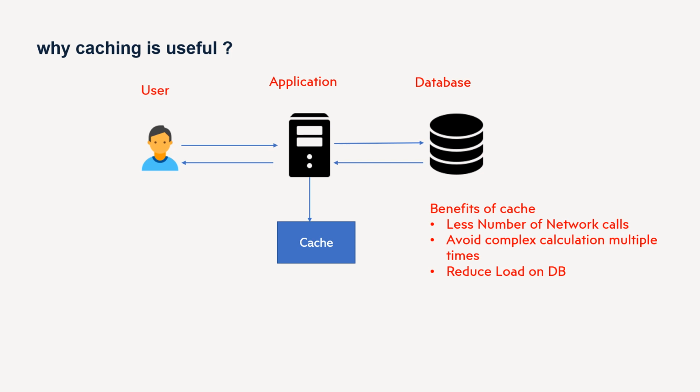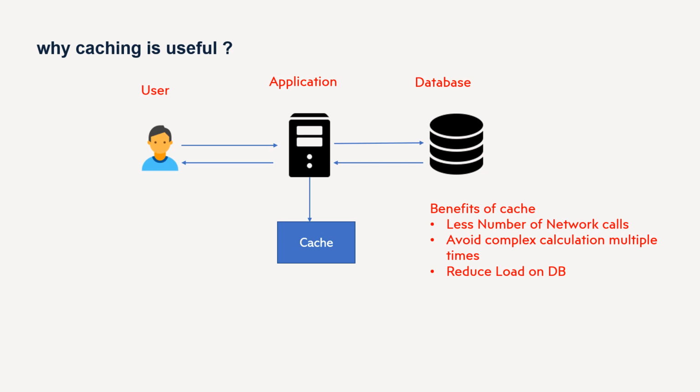The second thing is that suppose for any request you are doing multiple calculations. Once you do the calculations, you can save the result in the cache itself. So next time you can avoid those calculations and serve your customers really fast.